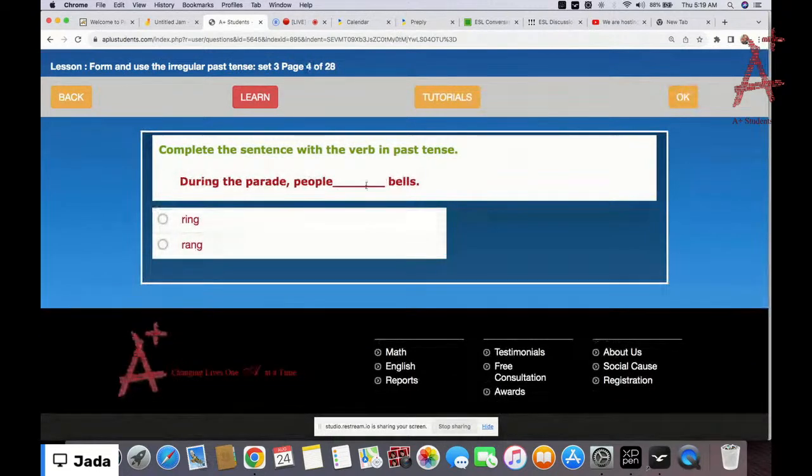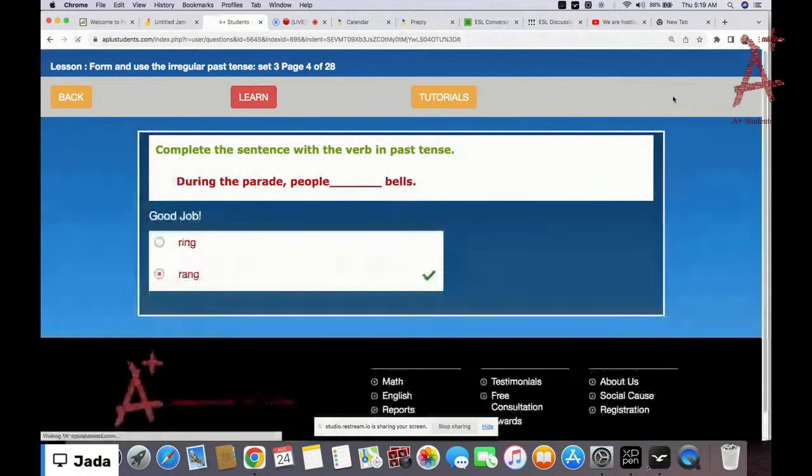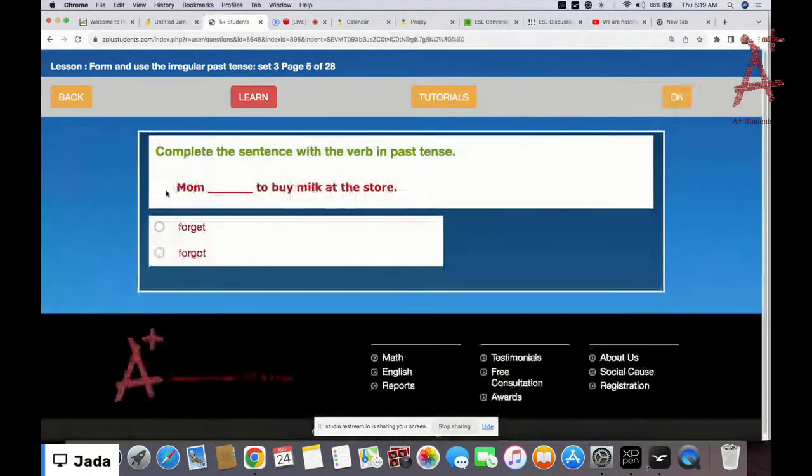During the parade, people dashed bells. So we had this in our tutorial. So it was rang. Now, mom dashed to bring milk at the store. Is it mom forget or forgot? So is it forgot? Okay. So mom forgot.